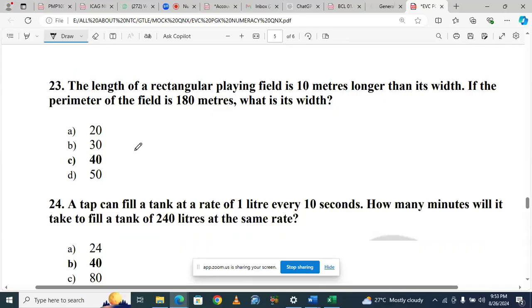Now, the last question I'm going to solve with you is 23. Take your time, and let's read as we draw the question as well. 23.